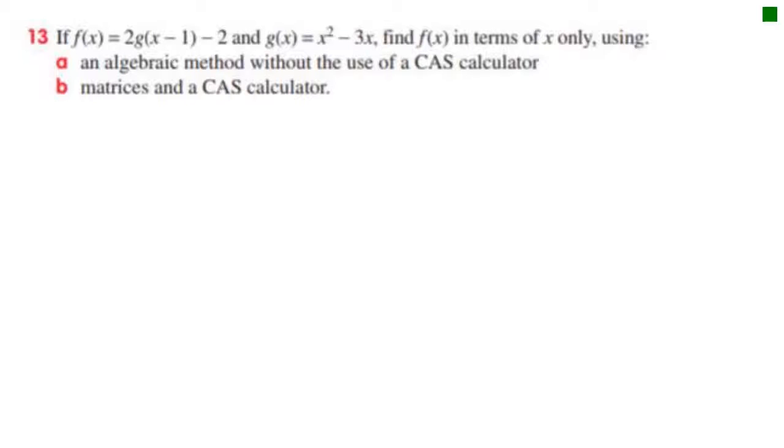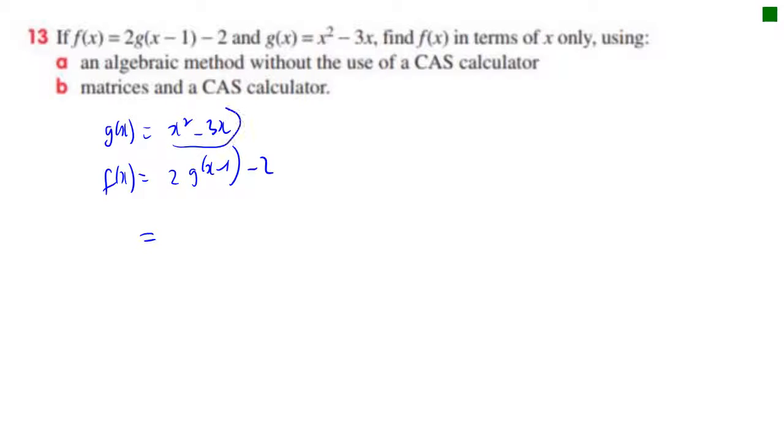Okay, let's look at question 13. Lucky 13. What do we know? We know that g(x) is equal to x squared minus 3x. We know that f(x) is equal to 2g(x minus 1) minus 2. Well, what are we to do? Turns out it's nowhere near as difficult as you might imagine.